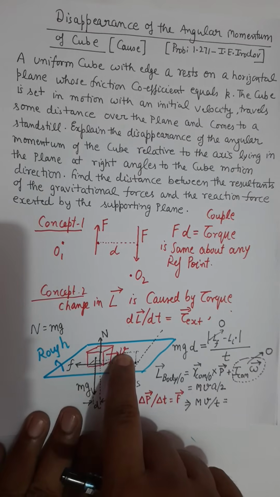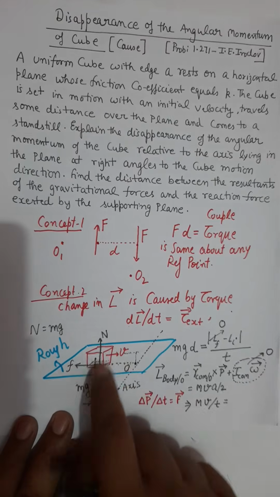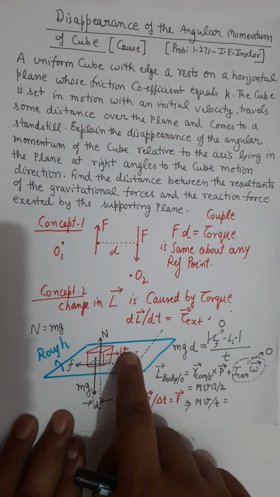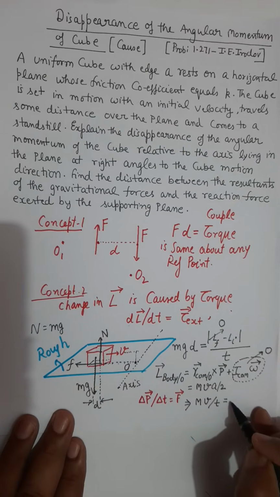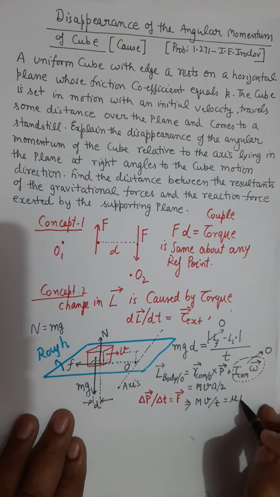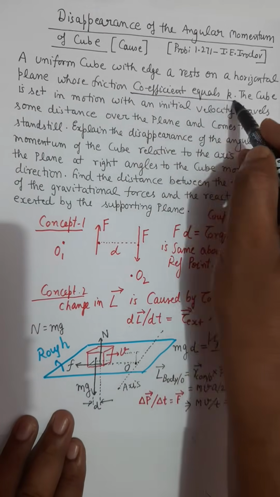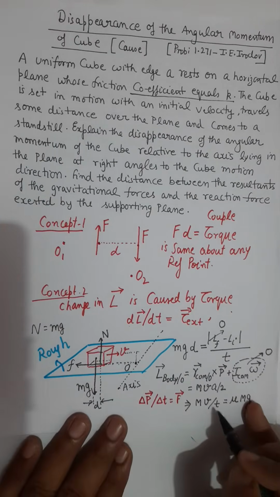Since the linear momentum is in the horizontal direction, these two vertical forces cannot change linear momentum. So the linear momentum is changed by frictional force. You can write friction as mu times the normal reaction force, where mu is the coefficient of friction. Here they have given the coefficient of friction as k, but we are familiar with the symbol mu, and therefore I am using mu instead of k. So this will give you time.